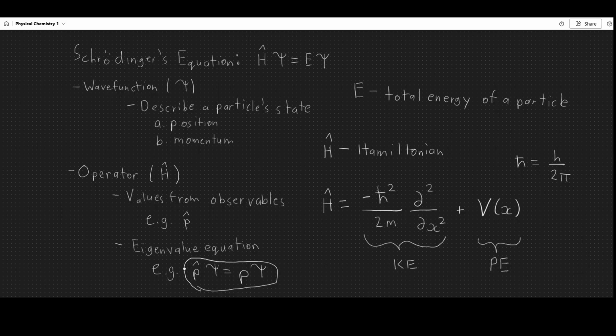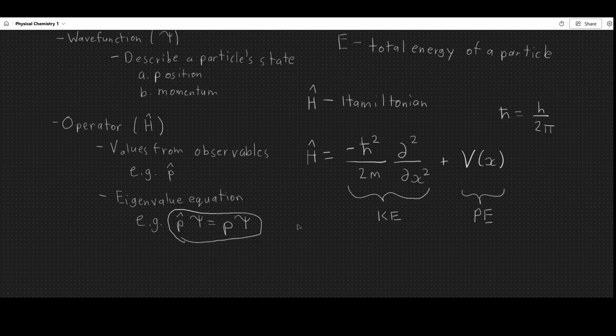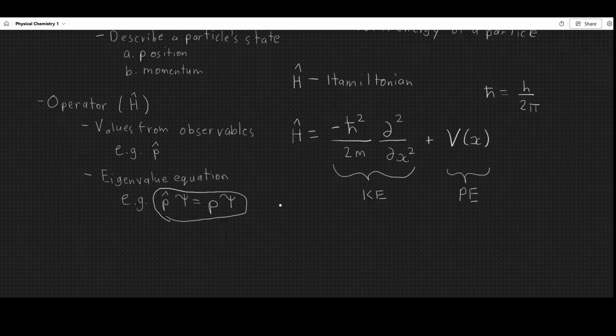There's also other operators. I already talked about the momentum operator, so we can define what the momentum operator is. The momentum operator is p hat, equivalent to h bar over i, the imaginary i, times the partial derivative with respect to x.